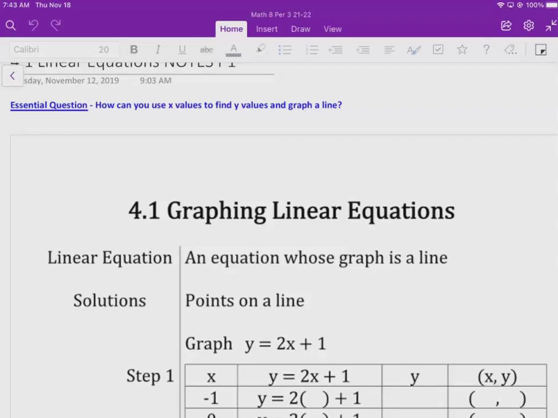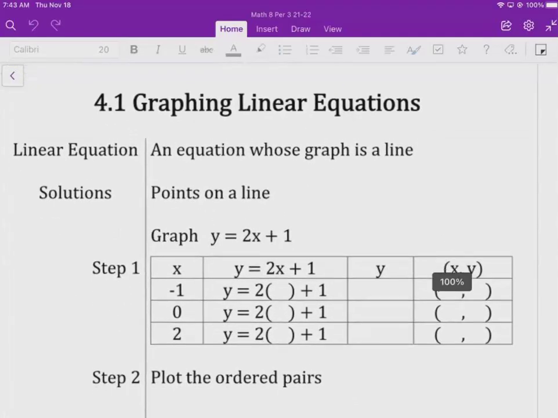Okay, this is your first introduction on graphing lines. So graphing linear equations. Linear, so you've got the root word there is line. Essential question: how can you use x and y values and graph a line? Okay, so we're going to start out with some of these.